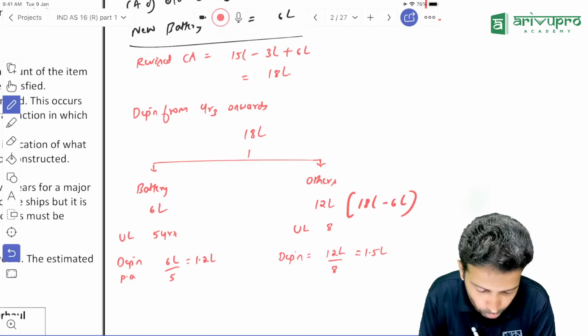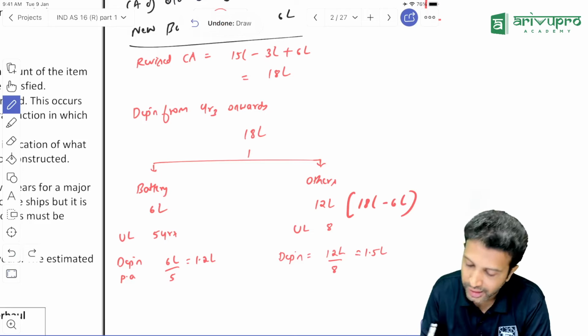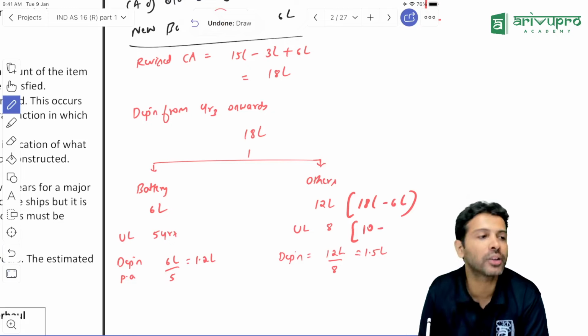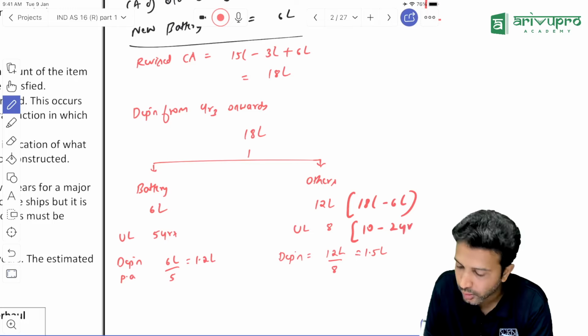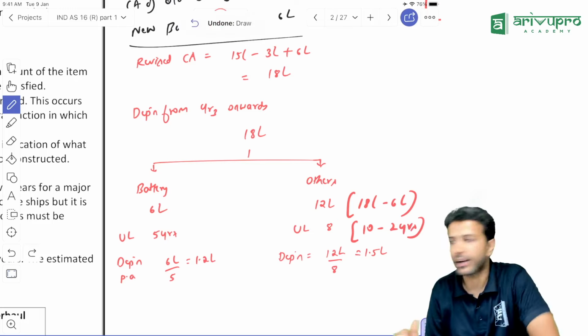This new battery is expected to last for how many years? 5 years. But these other parts will last for how many? Initially when you bought it, the life was 10 years, and 2 years have already passed. That means the remaining life is only 8 years. Now again calculate the depreciation separately.